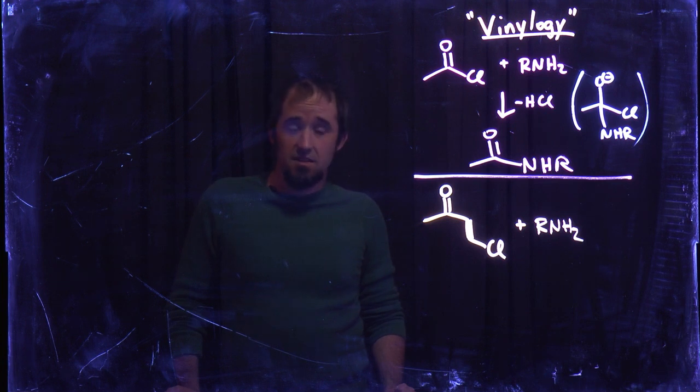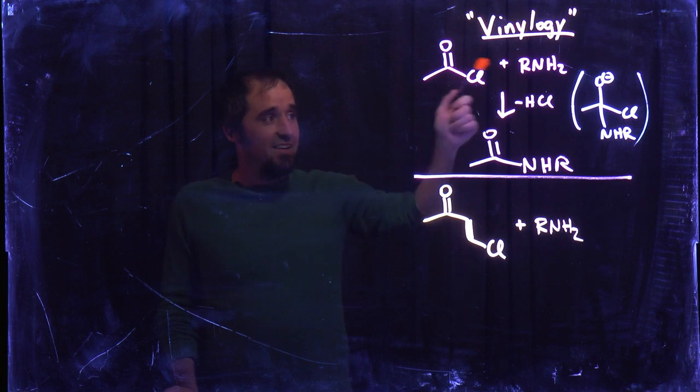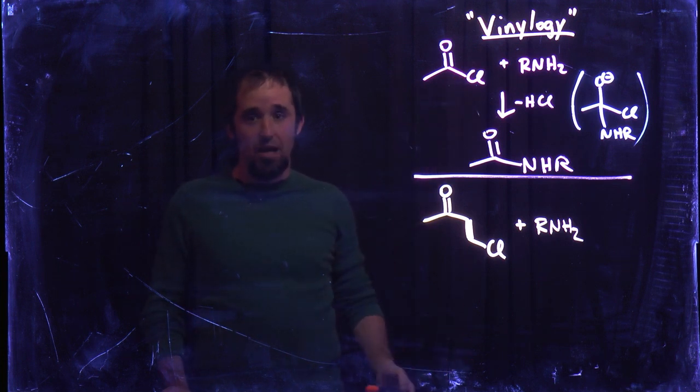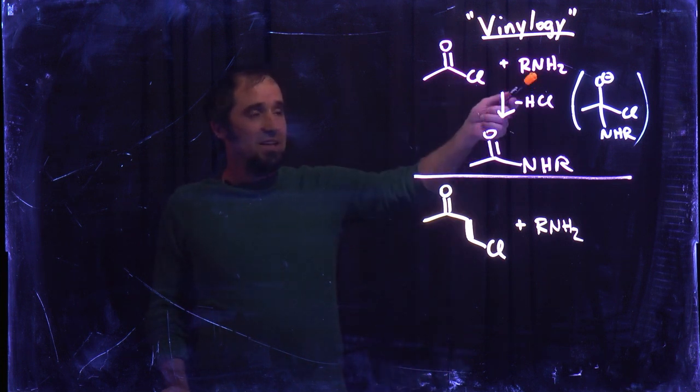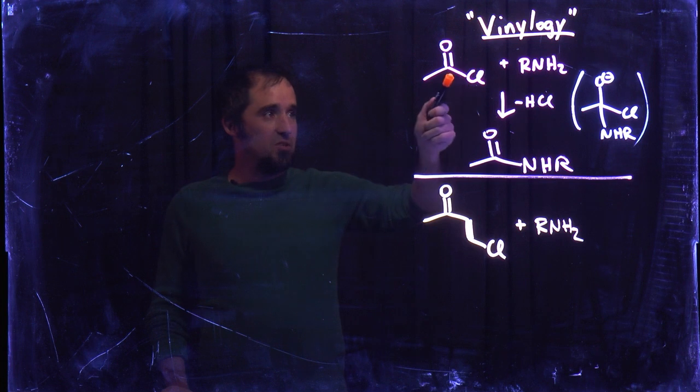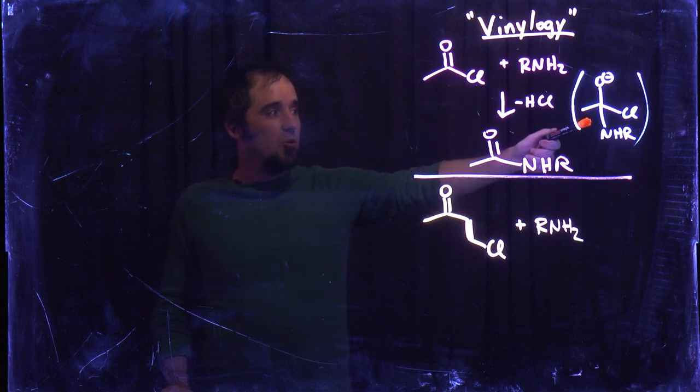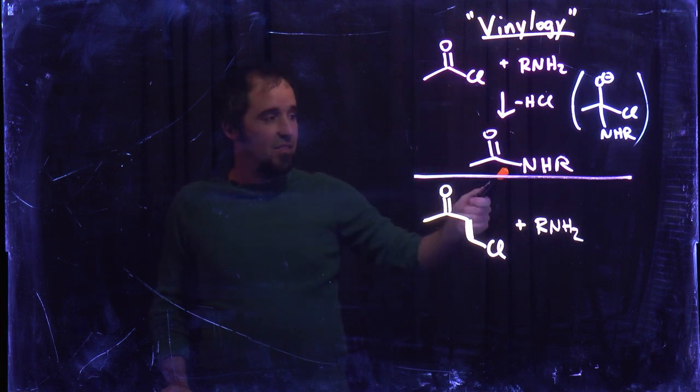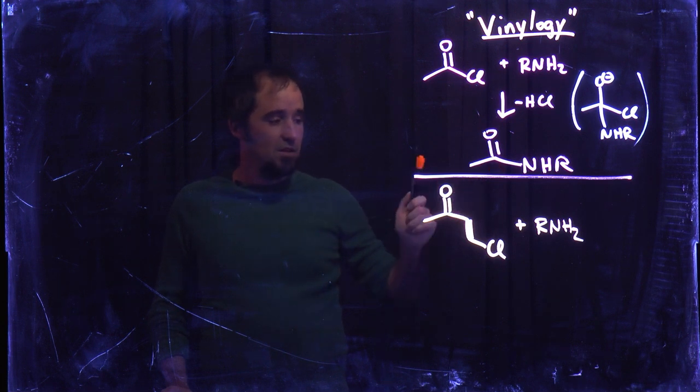Vanillogy, title of Prince's 1997 double disc set, but also a concept in chemistry. Here's an acid chloride and an amine. We've seen this reaction before. The amine's a good nucleophile. It's going to attack here. I'll get this tetrahedral intermediate, and then I'll end up with an amide.